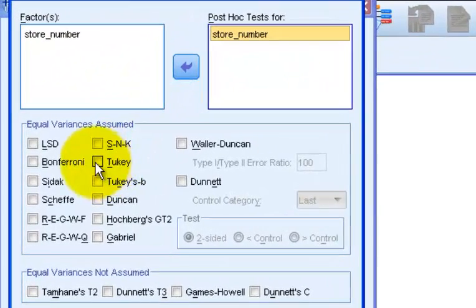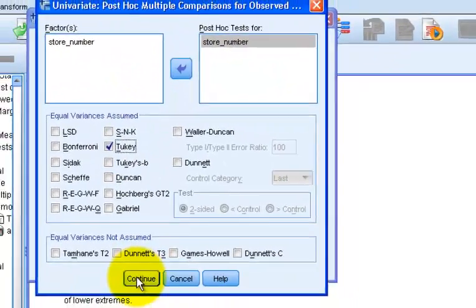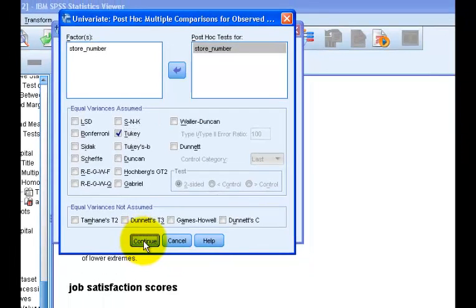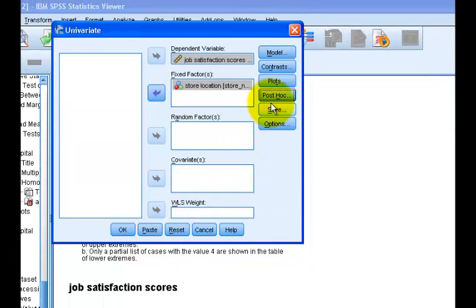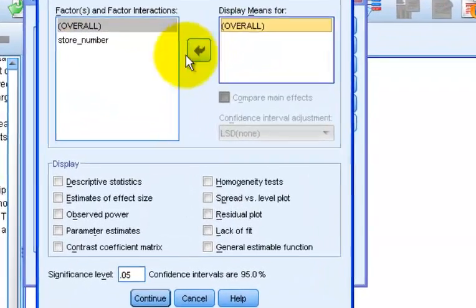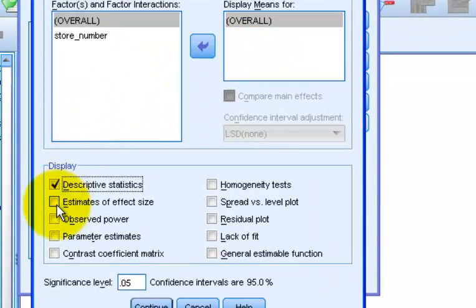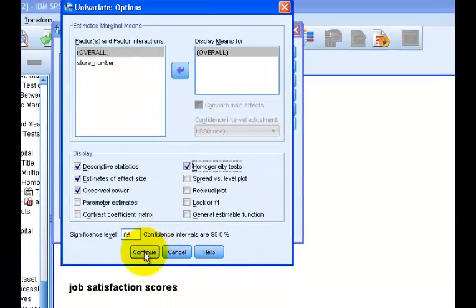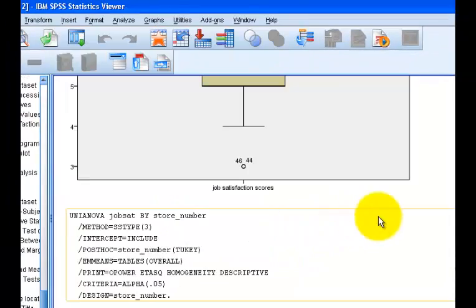And I think we forgot to look at the Tukey test on the other one, but too bad. And options, I want descriptive statistics, effect size, power, homogeneity. You should do this on every ANOVA. Okay. All right, here we go.